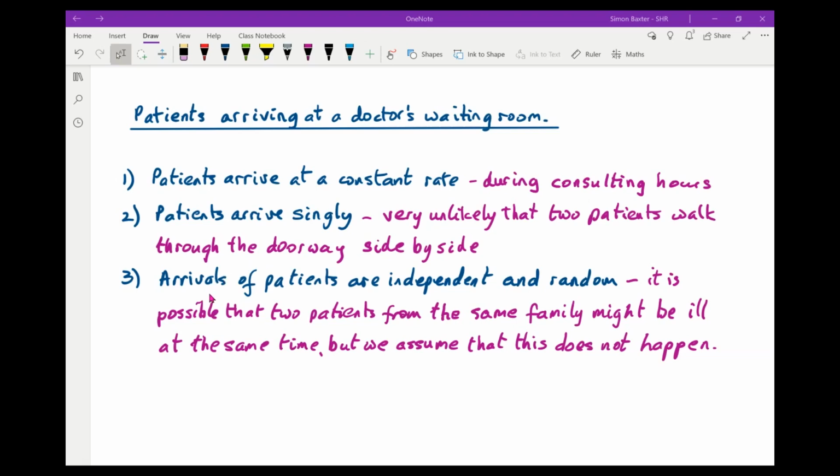Arrivals of patients, independent and random. Now that might not be the case. It's possible that 2 patients from the same family might be ill at the same time, and there you've lost the independence. So this is something which might, under certain circumstances, satisfy these conditions for the Poisson distribution, but we'd have to be a little bit careful with it.